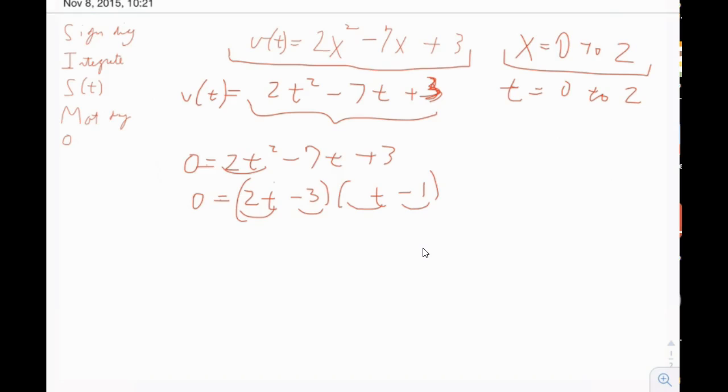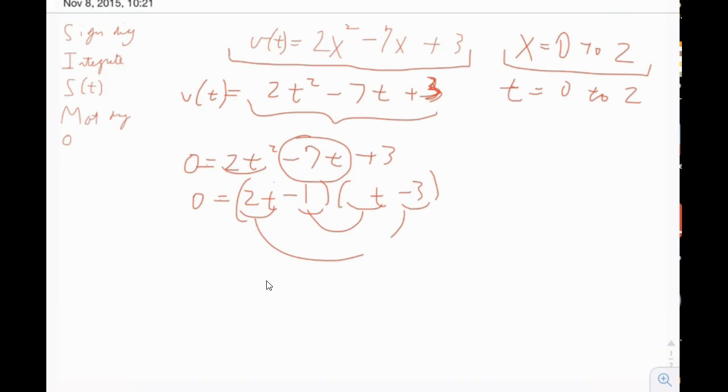So 2t times t is obviously 2t squared. Negative 3 times negative 1 is obviously positive 3. Now if I multiply these two together and multiply these two together, negative 2t minus 3t, which is negative 5t. Oops, I was looking for negative 7t. So let's switch these last two. Instead of 3, 1, I'm going to put 1, 3. Now I'm going to get negative 6t minus t. Hey, that's right, it's negative 7t. That gave me the right middle coefficient. So I have found my factors.